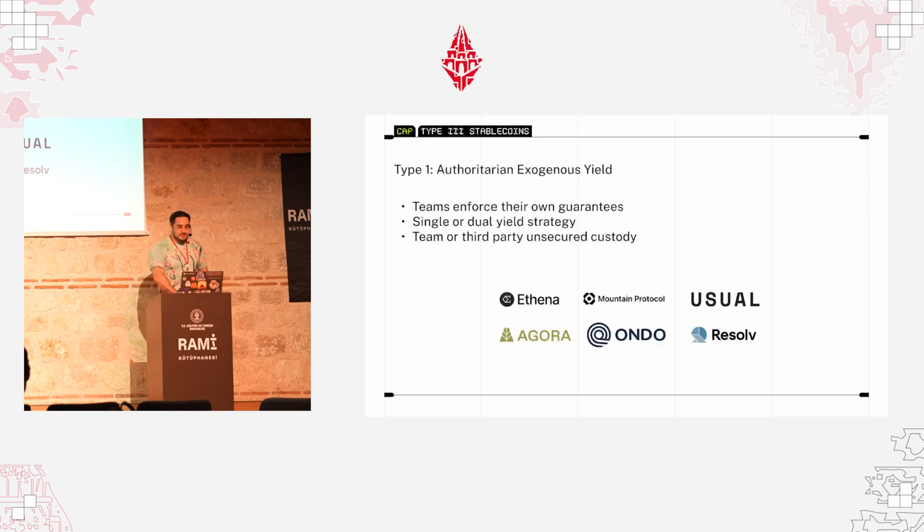Type 1 stablecoins are authoritarian exogenous yield. I just use authoritarian in the descriptive sense. I like to call these single team, single strategy. It's usually a team that decides on one strategy, usually T-bills or the basis trade. But usually these don't scale. And their custody is handled by themselves or a third party.